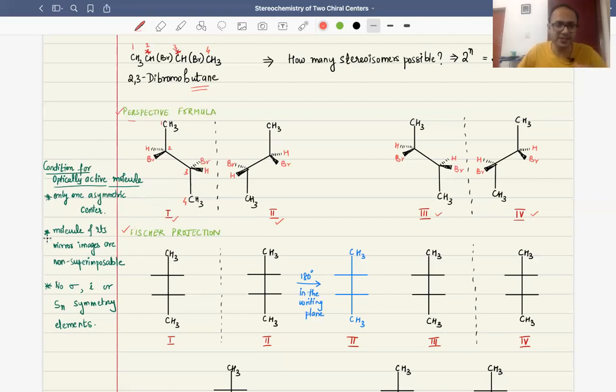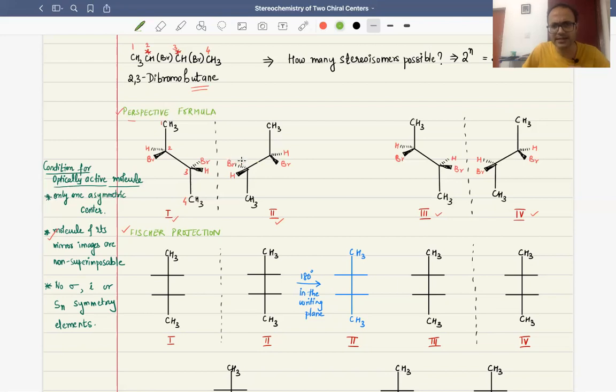So let us try to use this second condition, that is, the molecule and its mirror image should be non-superimposable. So let us check whether 1 and 2 are non-superimposable or not. It's not so simple to understand this particular figure because it's drawn in a perspective formula, but I'll tell you now how to understand that.